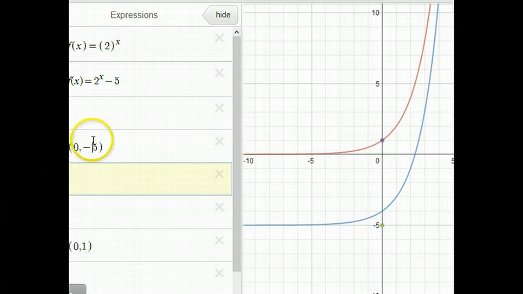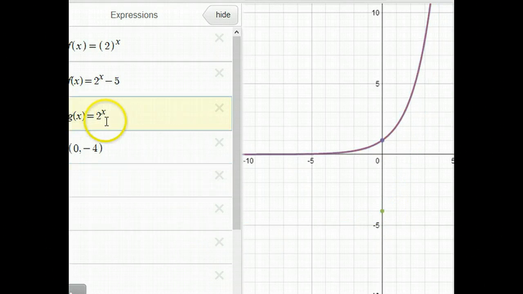Oops. Sorry, not 0, negative 5, 0, negative 6, because it was originally at 0, 1. Now it's going to be at 0, negative 4. Sorry, I'm still on vacation. And that's because I shifted it from 0, 1 down 5 spaces to 0, negative 4.